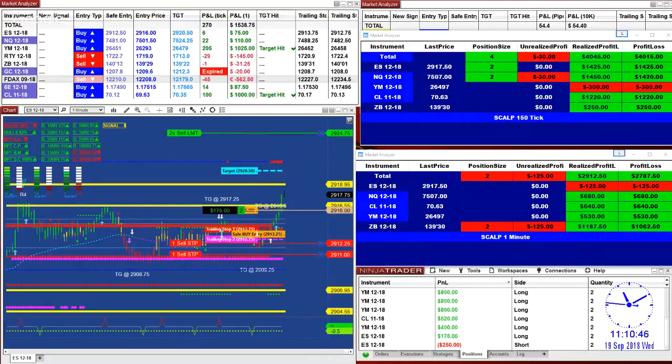So on the last signal, we have 6 ticks on the ES. We have 22 ticks on the Nasdaq.